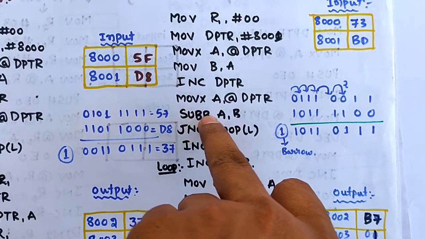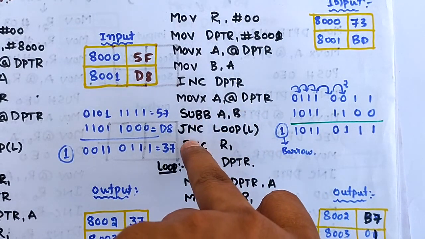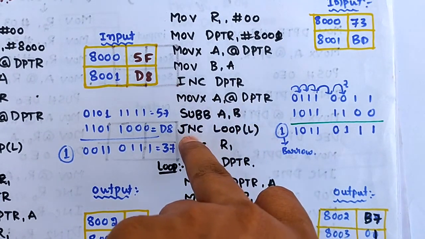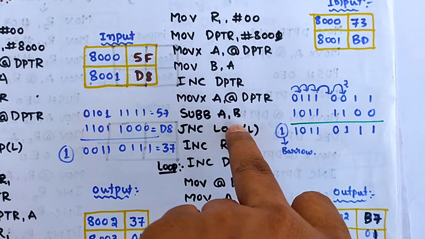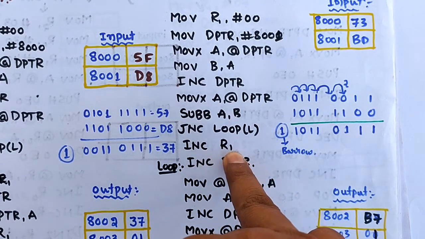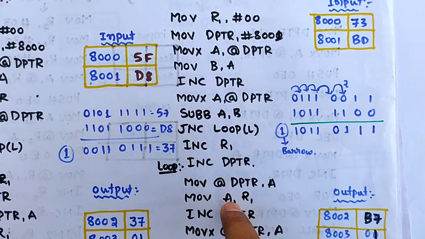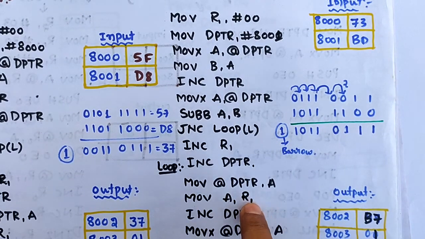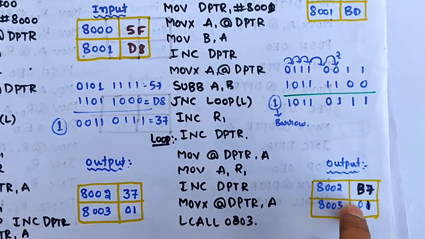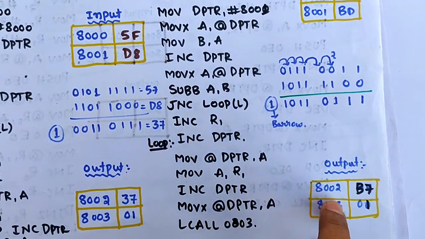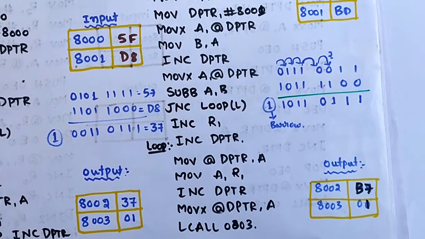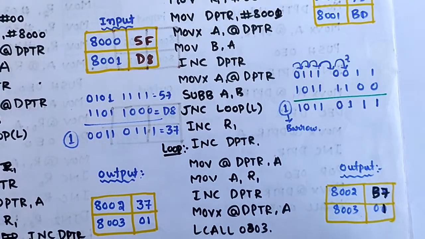Then after that use the instruction for subtraction. We know that we need to use SUBB, subtract A comma B, whereas if any borrow is nothing but a carry. If any carry is generated, it uses this instruction, that is increment R1, otherwise it will increment the DPTR and load the content to the DPTR, that is 8002 location. If any borrow is generated, it will get incremented and transferred to the accumulator, increment the DPTR, and the content of the accumulator is again transferred to this DPTR, so the DPTR will be loaded with the borrow, otherwise the program gets terminated. So this is one program to subtract two 8-bit numbers.